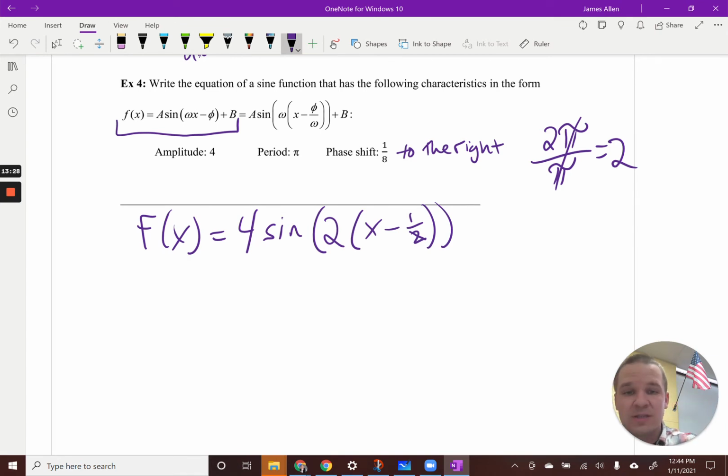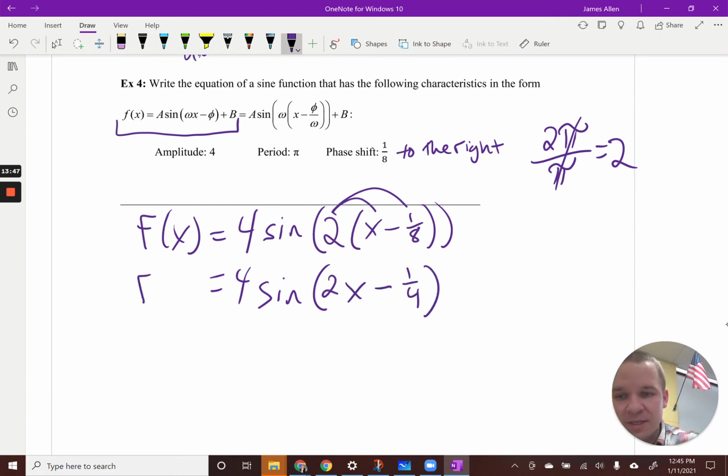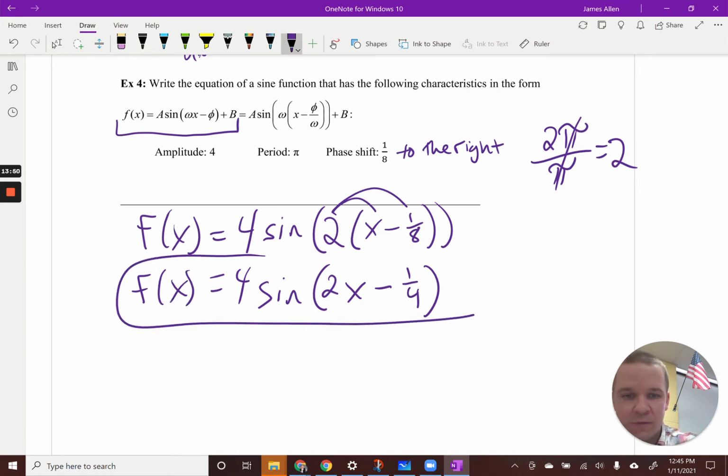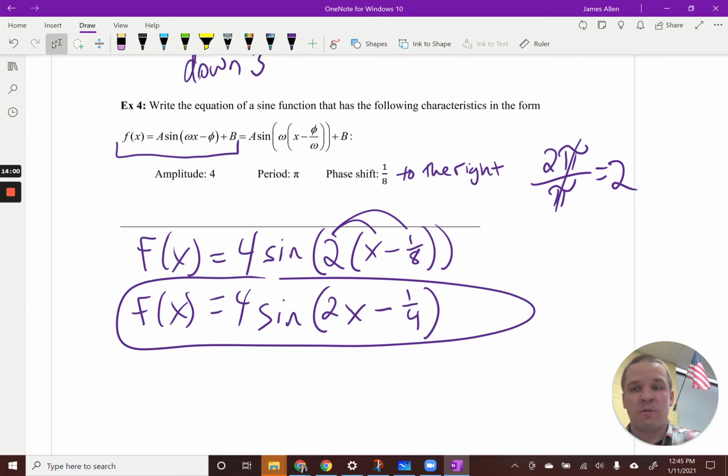All right, so what I'm going to do is now distribute this 2. Again, this is an 8 right there. That's a little clearer. Distribute it out. I get 4 sine, and then 2x minus 1/4. This is what my math lab would want if we're entering this in online. Boom. Nice. That was good stuff. So they do want it multiplied out. Make sure you do that when you're typing them in.